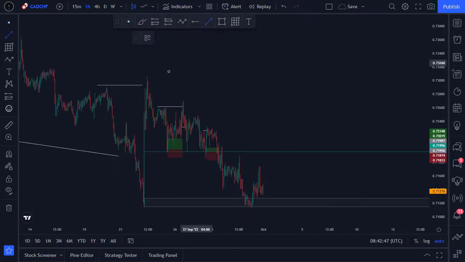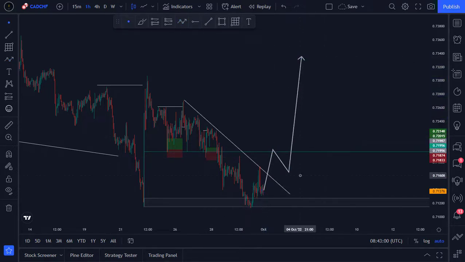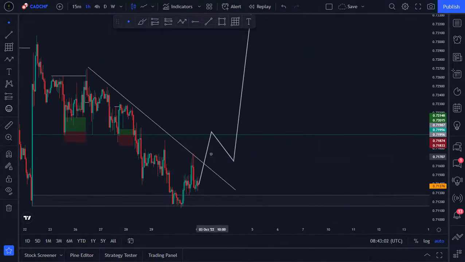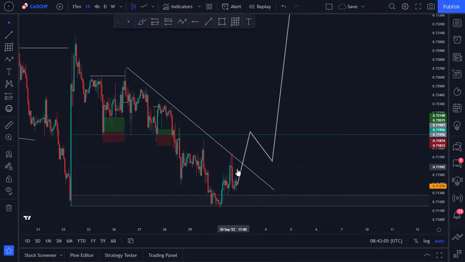So for now, what I want to see is a break of this inner trend line over here. If we manage to break this trend line, I'll wait for a potential pullback on an order block that will form, and then I take this price to the upside. So this will be the next setup for next week. Let's see if we get something over there.